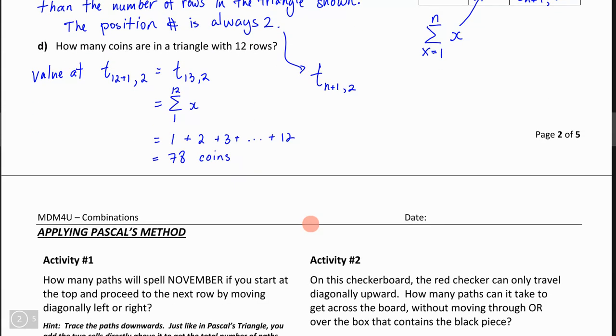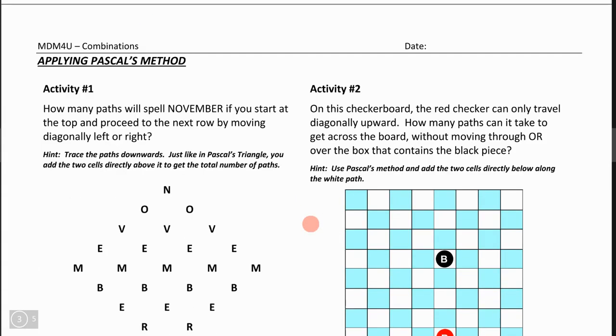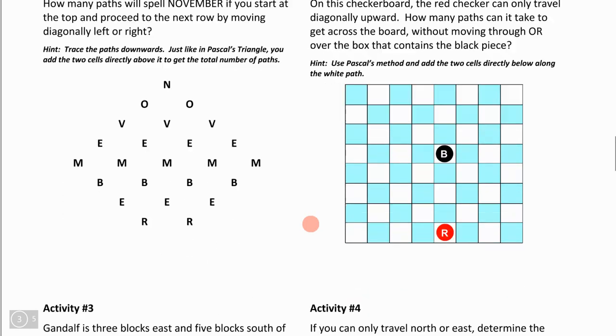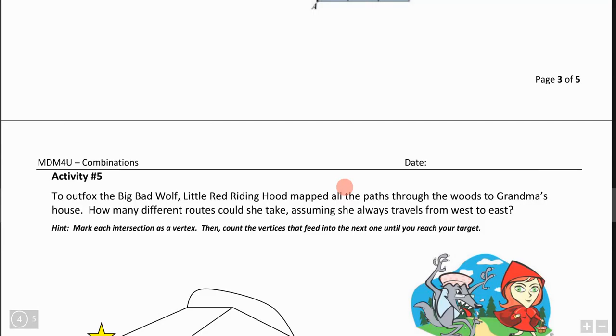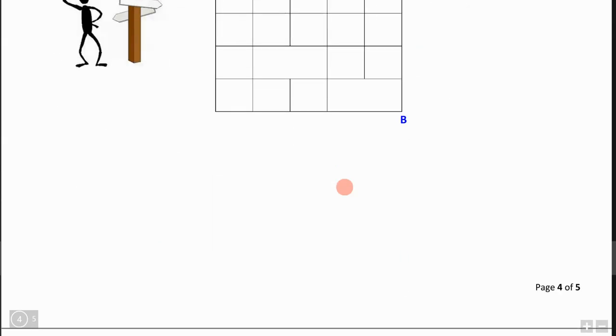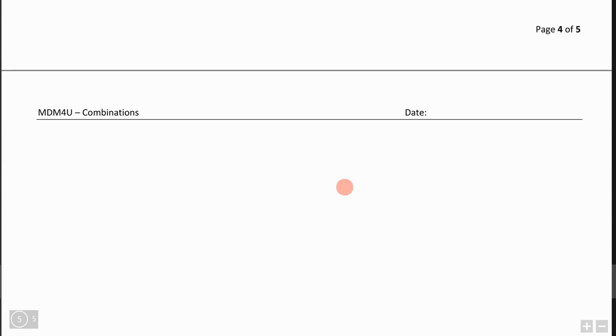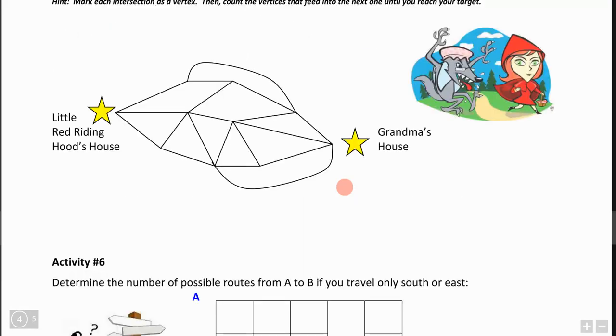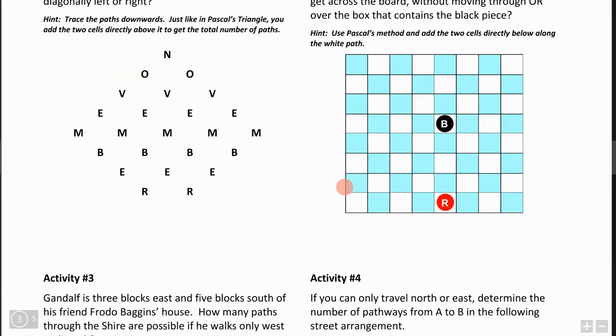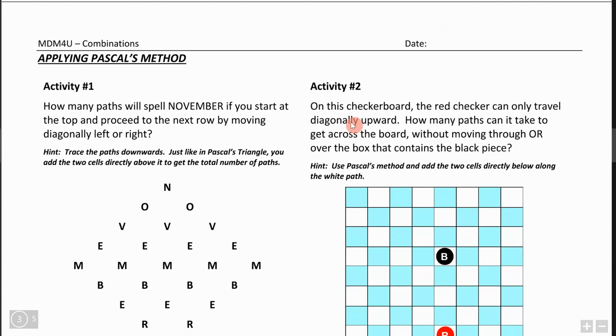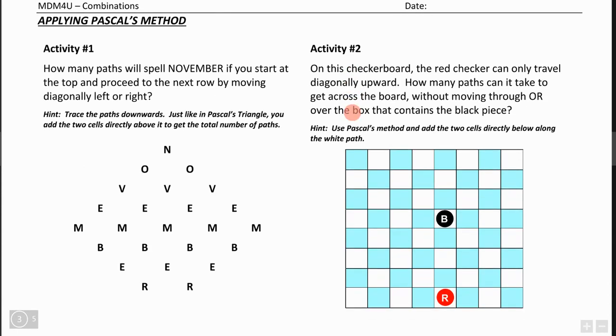So, applying Pascal's method, I'm going to ask you to do these activities as a class. So you have 1, 2, 3, 4, 5, and 6 activities. We're going to take them up together, but I need you to try them first, and you can work as your usual groups and go through them. So you can pause the video now at this point.